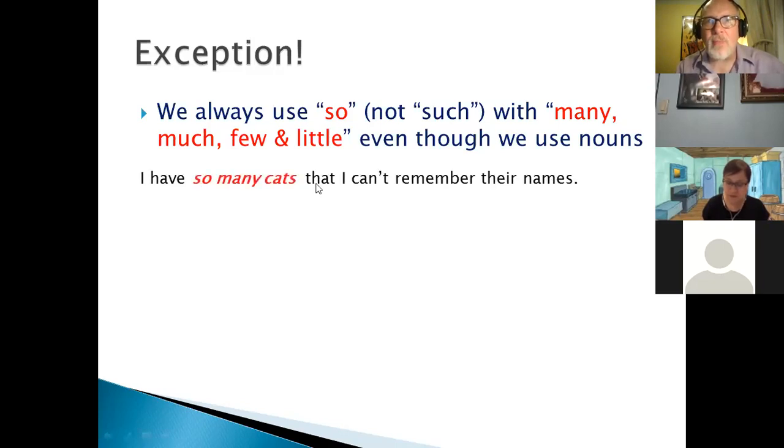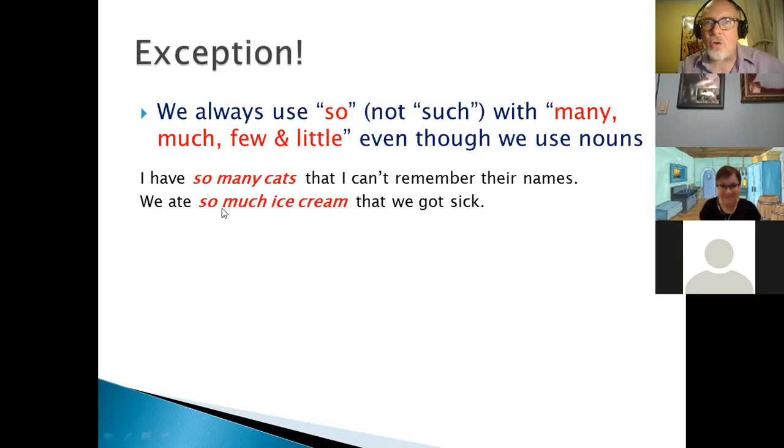I have so many cats that I can't remember all their names. So many cats. We have a teacher in the morning that has that many cats, but she remembers all the names. She has like 10 cats at her house and she remembers the names of all of them.